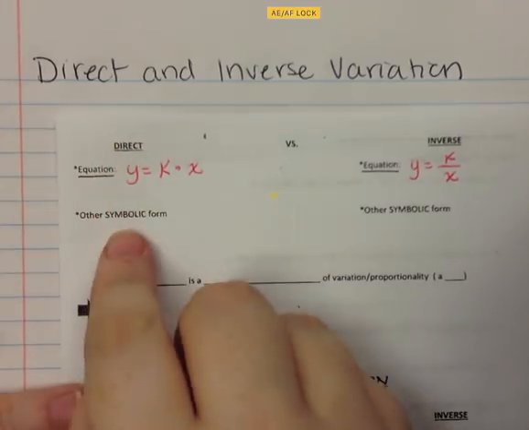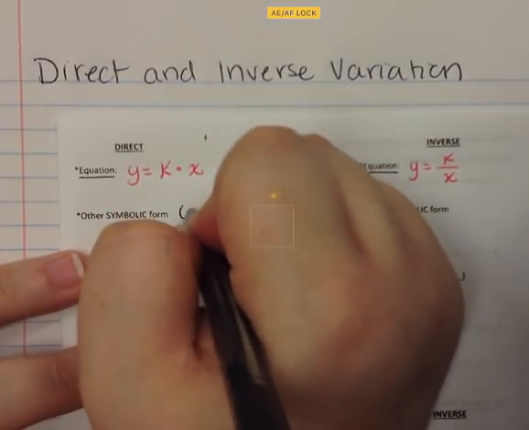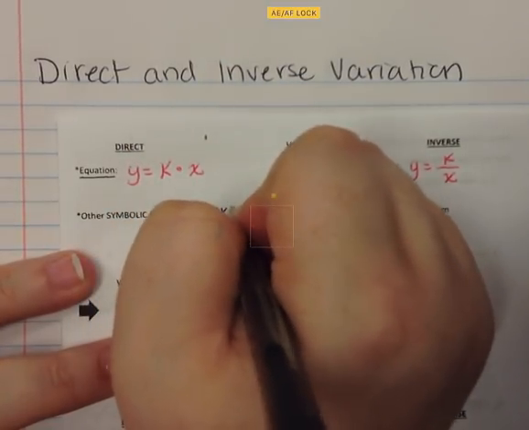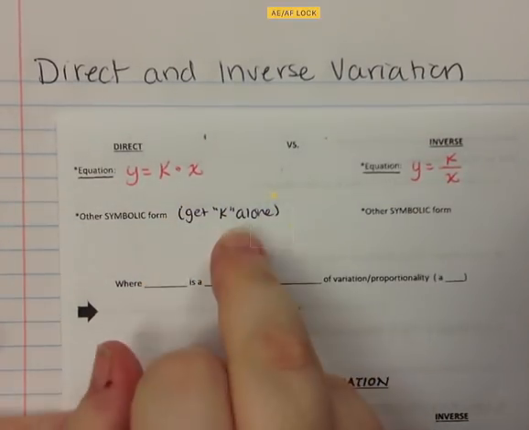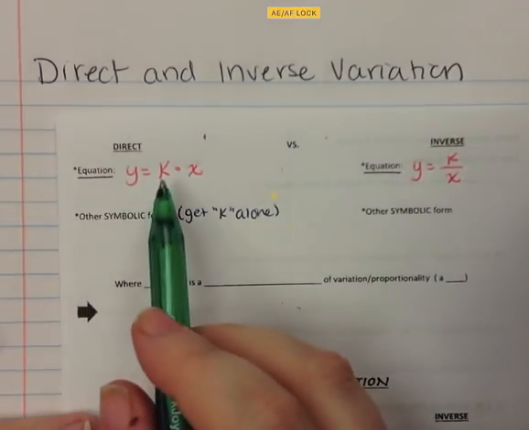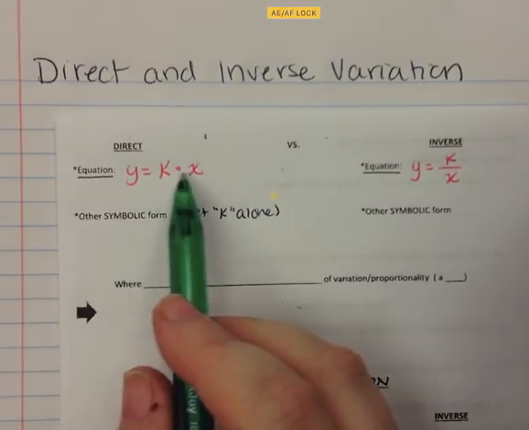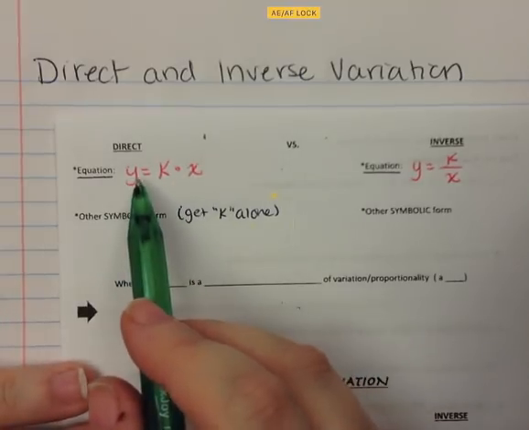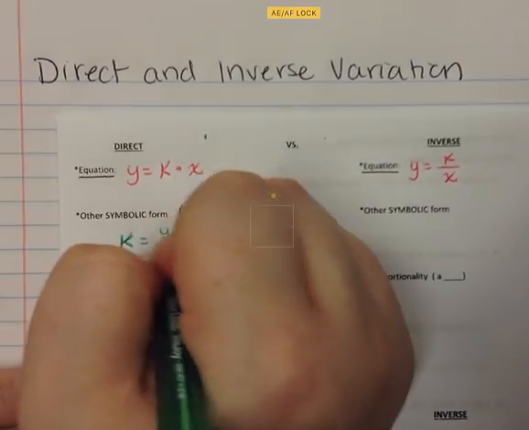Now, when it asks for the other symbolic form, this is another way of saying different but equivalent symbolic form. What that means is that you actually want to get the k value alone. So we're actually solving for k. The reason we want to know that is so that you can find your k. So in this one, for the direct variation, you would do the inverse operation to get k alone. It's multiplied by x, so you would end up dividing both sides by x. So k would equal y divided by x.